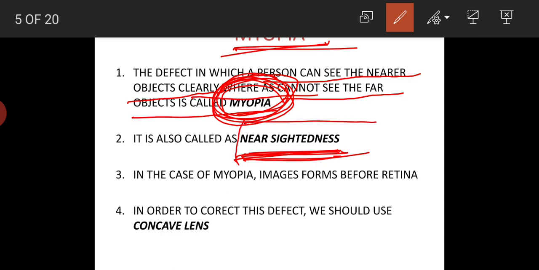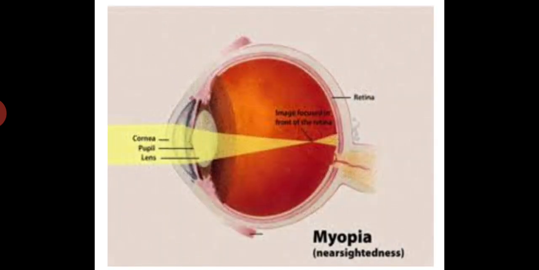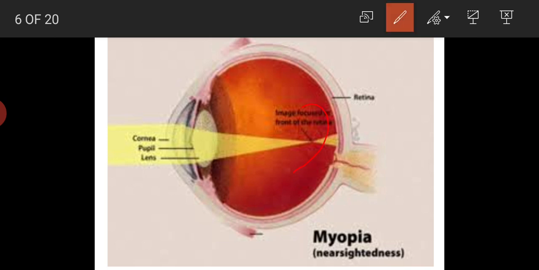Here you need to observe that sight means seeing, and near sightedness means you can see the near objects. So in the case of myopia, the image always forms before the retina. As you can see, the image will form before the retina in case of myopia. It means signals will not be transmitted to the brain properly in order to see the object clearly.